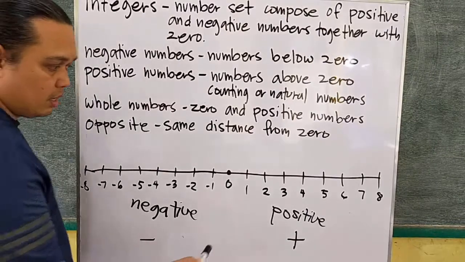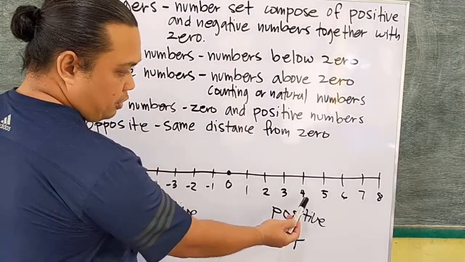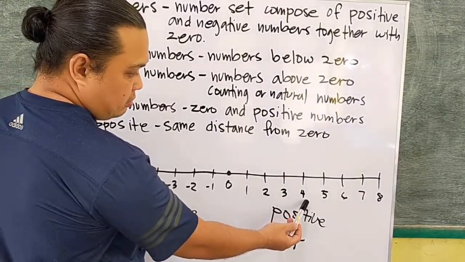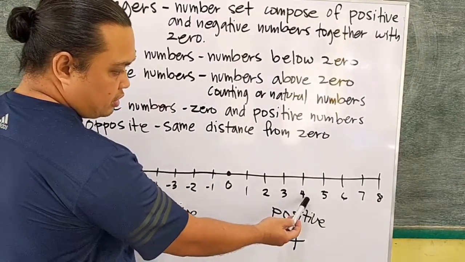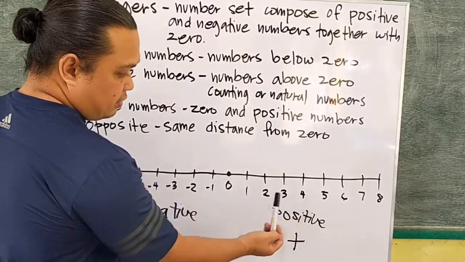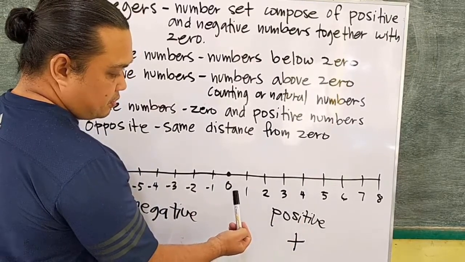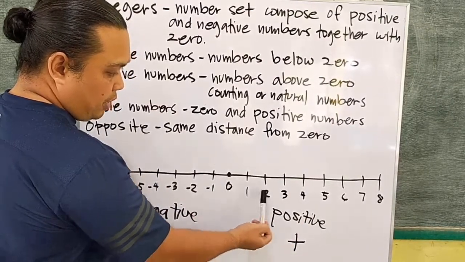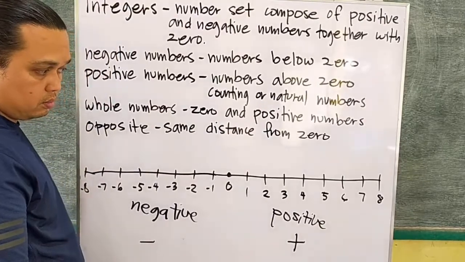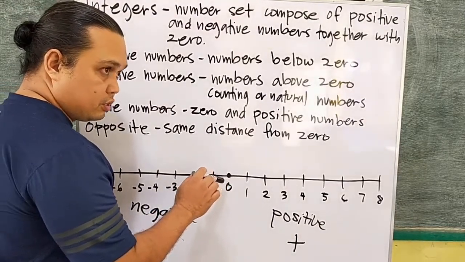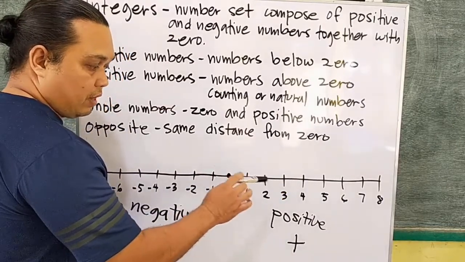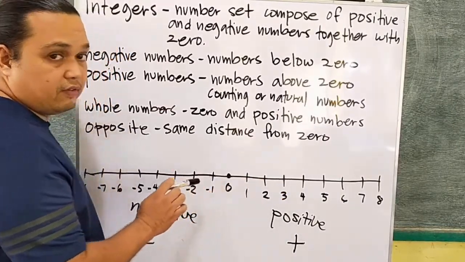Example, 4 here is greater than 2. Why? Because 4 is farther from 0 compared to 2. Because the further the number to the right of 0, the greater the value.